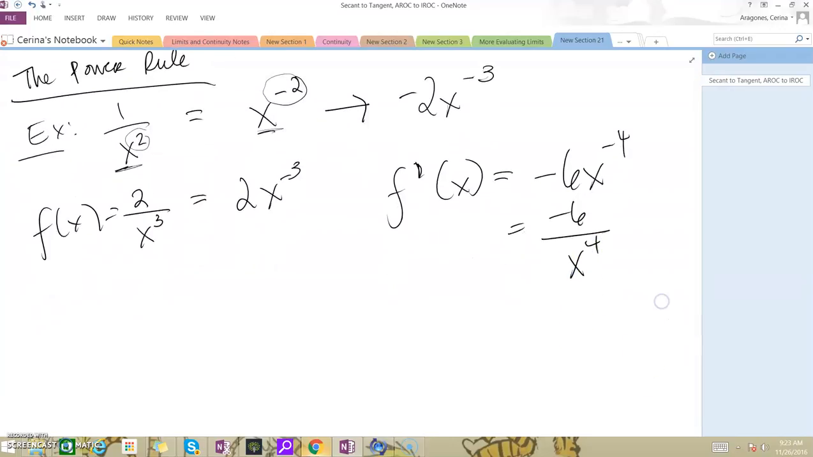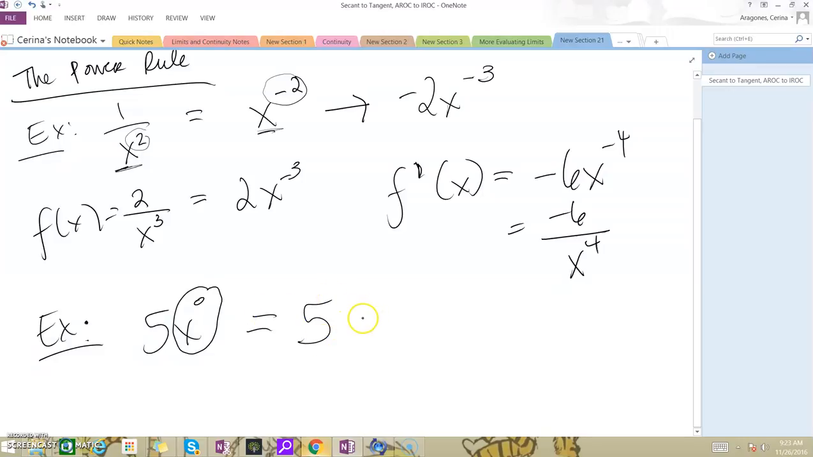Okay. Another one is when you have something to the 0th power. So for example, 5x to the 0. Keep in mind that anything to the 0th power is just equal to 1. So this is actually just 5, and the derivative is then 0.